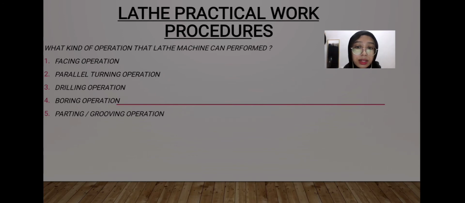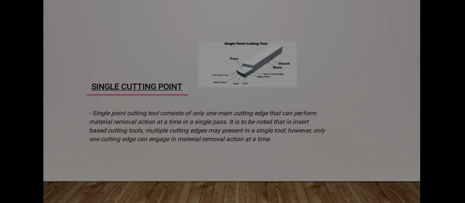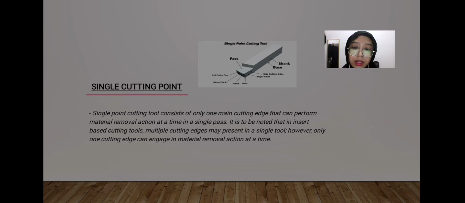What kind of operation that lathe machine can perform? First is facing operation, second is parallel turning operation, third is drilling operation, fourth is boring operation, and fifth parting or grooving operation. This is single cutting point. Single cutting point is cutting tools consist of only one main cutting edge that can perform material removal action at a time in a single pass. It is to be noted that in insert-based cutting tools, multiple cutting edges may be present in a single tool. However, only one cutting edge can engage in material removal action at a time.